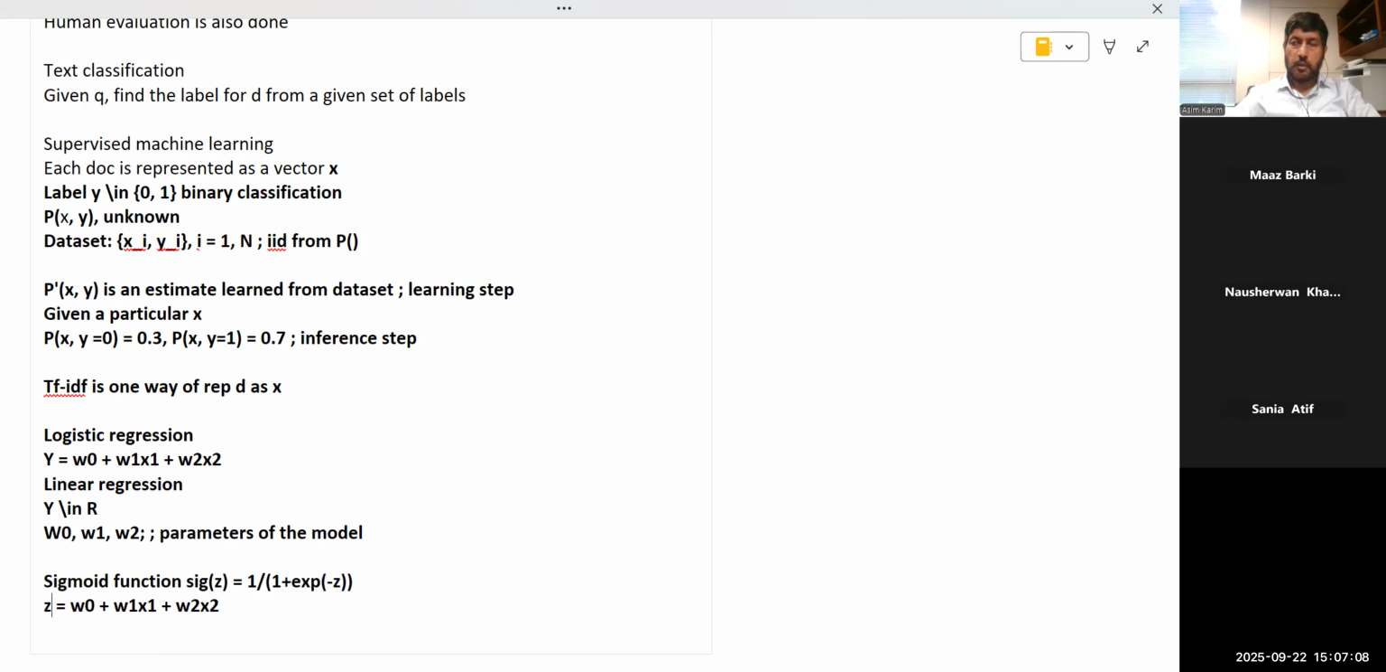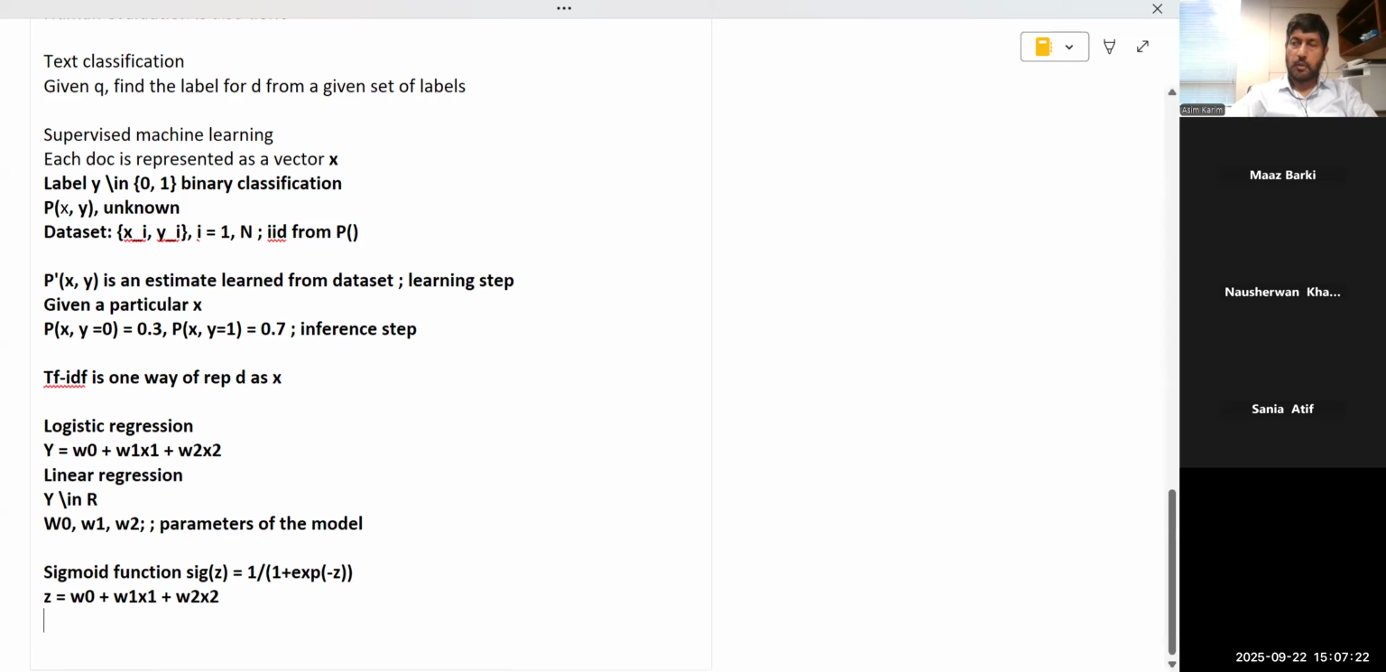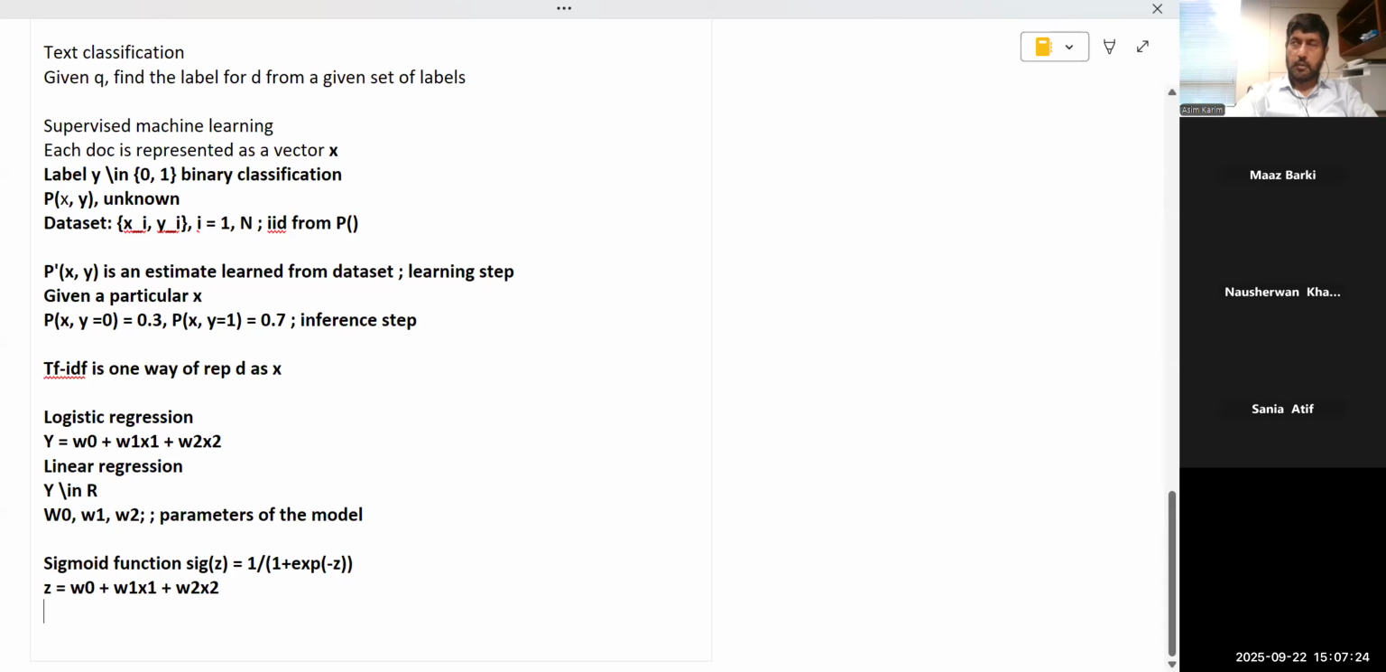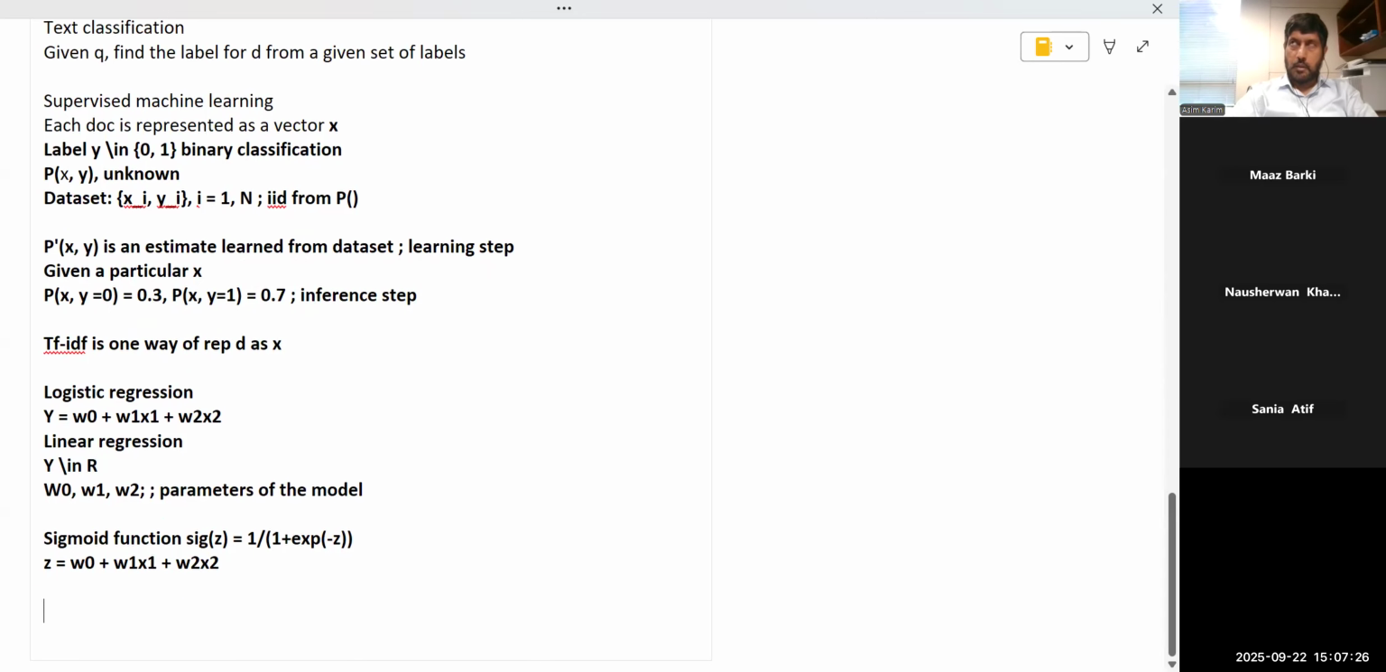इसको मैं z कर देता हूँ. Let's say I use this sigmoid function of z. This essentially then becomes your logistic regression. And output now would be squashed between 0 and 1.